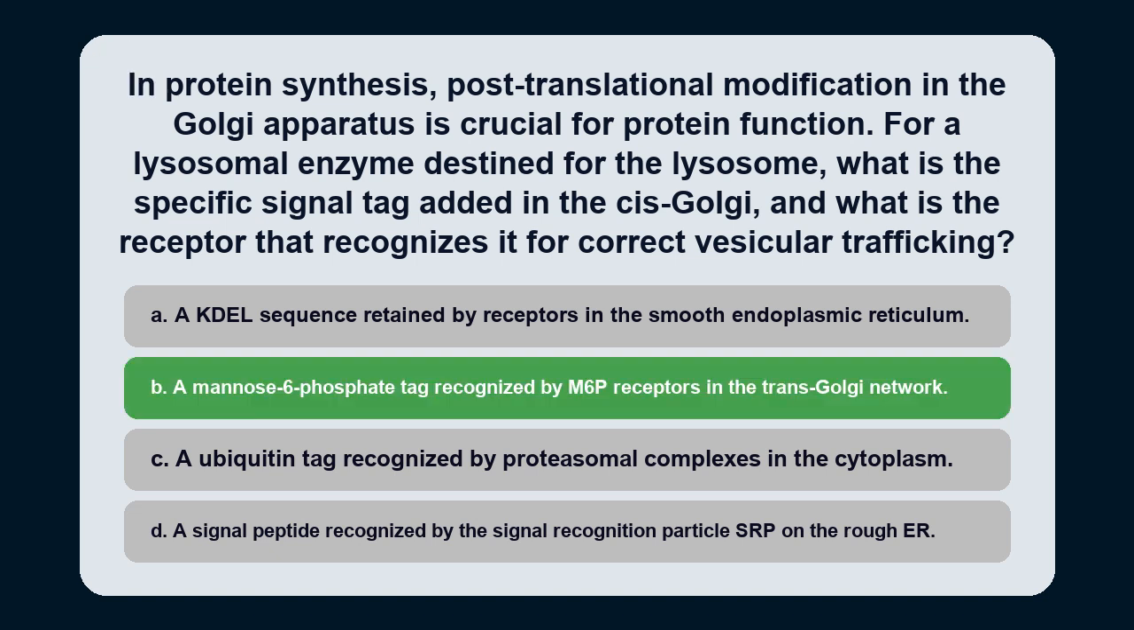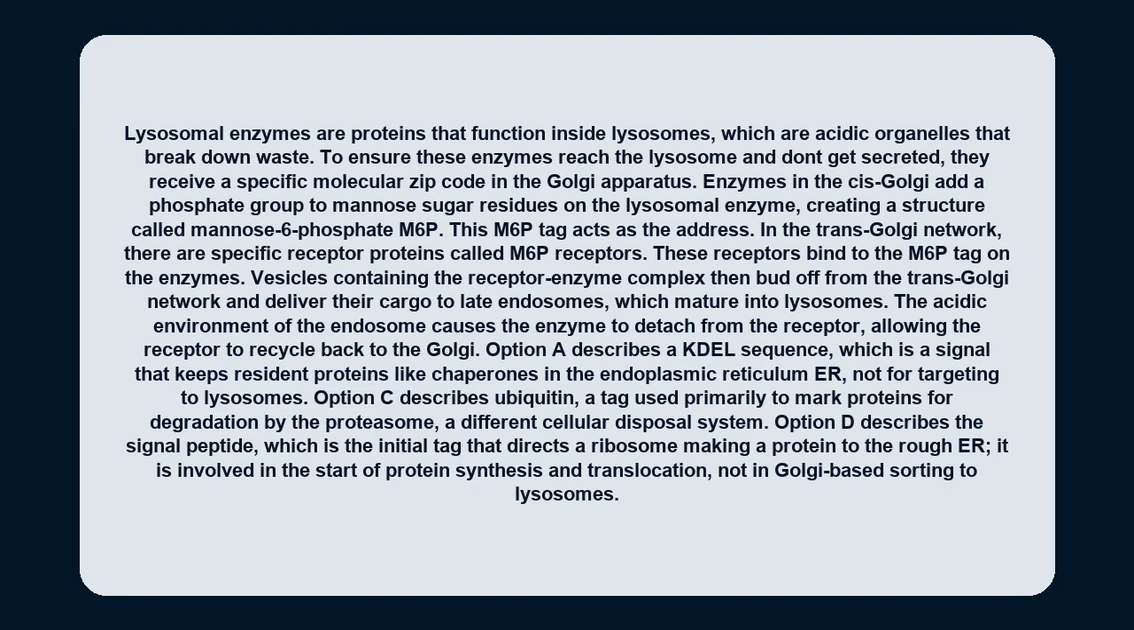The answer is B. Lysosomal enzymes are proteins that function inside lysosomes, which are acidic organelles that break down waste. To ensure these enzymes reach the lysosome and don't get secreted, they receive a specific molecular zip code in the Golgi apparatus. Enzymes in the cis-Golgi add a phosphate group to mannose sugar residues on the lysosomal enzyme, creating a structure called mannose 6-phosphate (M6P).